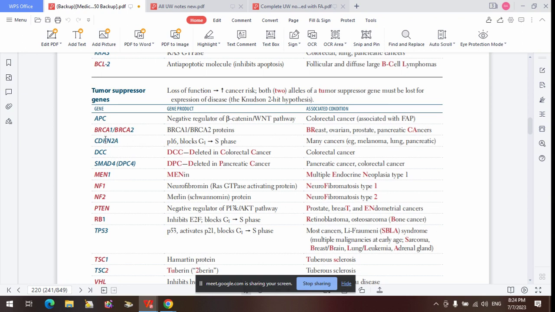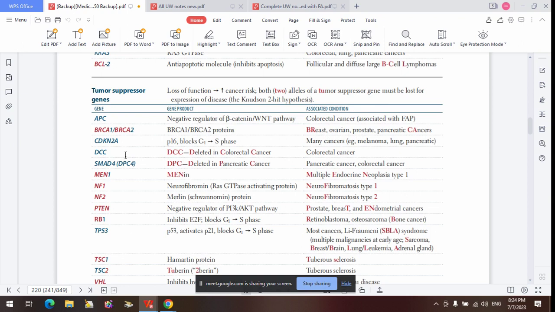So if somebody has a loss of function mutation of BRCA1 and 2, it means that there's nothing to repair damaged DNA. They start accumulating mutations, and once that mutation affects an oncogene, it will lead to uncontrolled proliferation. And it is very much implicated in breast and ovarian cancer. Very important we remember those two.